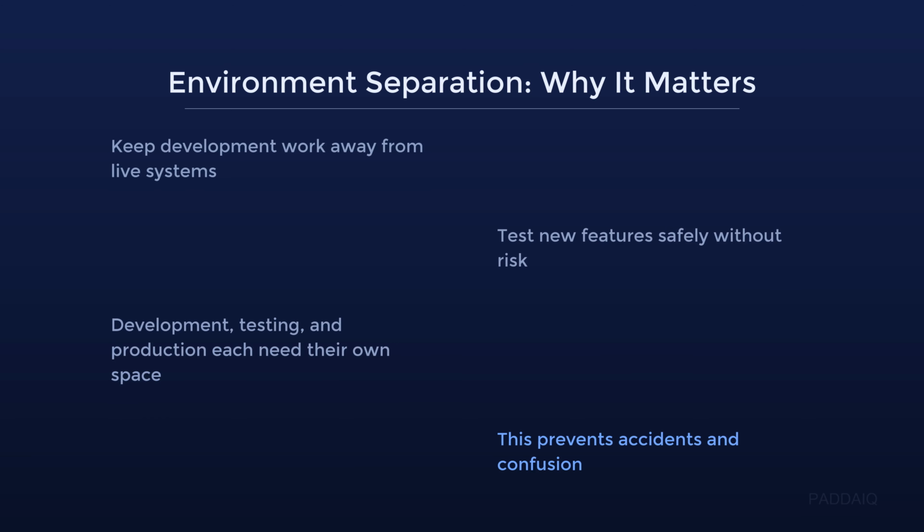This prevents accidents and confusion. This means keeping development, testing, and production environments separate to avoid costly mistakes. For example, testing a new feature in a development environment first prevents accidentally breaking the live system used by customers. This separation is essential for stable and reliable operations.